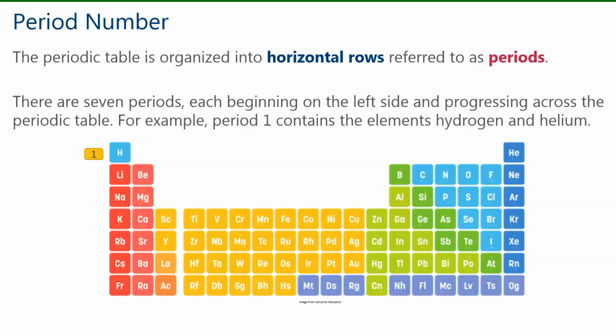For example, period 1 contains the elements hydrogen and helium. Period 2 contains lithium, beryllium, boron, carbon, nitrogen, oxygen, fluorine, and neon. Period 3 starts with sodium. Period 4 starts with potassium. Period 5 starts with rubidium. Period 6 starts with cesium, and period 7 starts with francium.